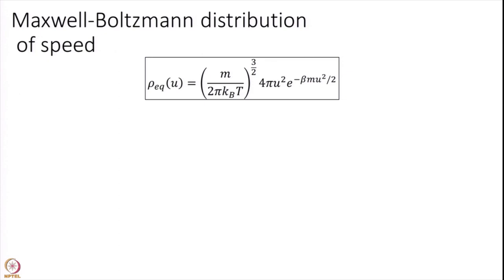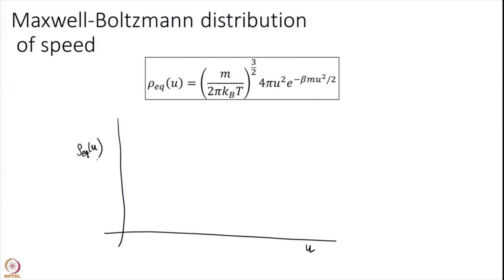So, let us just look at one thing, let us make a plot of it. Okay, so, I just want to look at, as a function of u, how does rho equilibrium of u look like? Okay. So, well, if you look at it, this function is a product of two different functions. One is u square. So, u square looks like this.